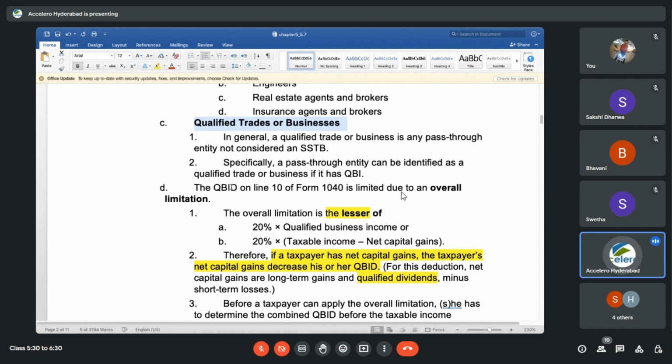Now, why are we even talking about considering that or not considering that? This question may come to your mind. Why am I even talking about that? The QBID is just take 20% of K1, right? So how does capital gain matter? How does dividend income matter? If you're thinking that way, I think you got it right.